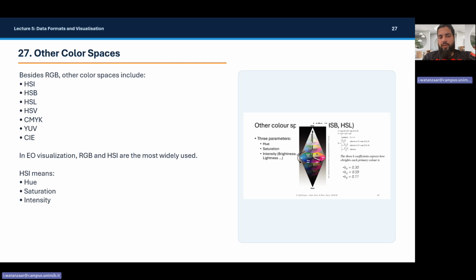HCI's meaning is already given here: H is hue, saturation, intensity. The one I was talking about that is different is not this one; hexadecimal colors are also represented with a certain code. This one is exactly hue, saturation, and intensity. It is called HSI. So HSI and RGB are the most commonly used color spaces in remote sensing data.